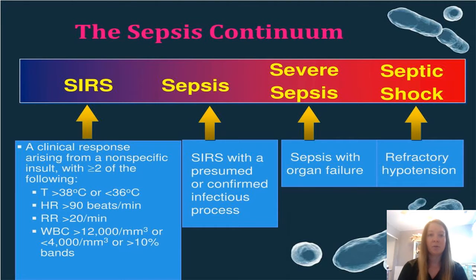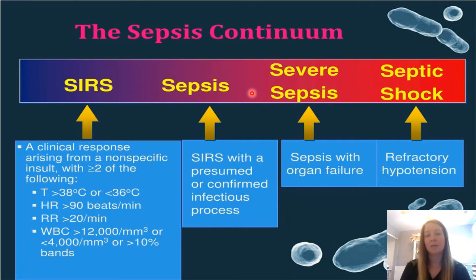So I wanted to make sure that everyone is aware that sepsis is on a continuum, right? We have our SIRS criteria over here on the left, and you can see that it's a clinical response arising from a nonspecific insult. And you have more than 2 of the following: an increased or decreased temperature, an increased heart rate, increased respiratory rate, and a dysregulation with your white blood cell count. But as it continues, then we have a definition of sepsis, which is a confirmed infectious process.